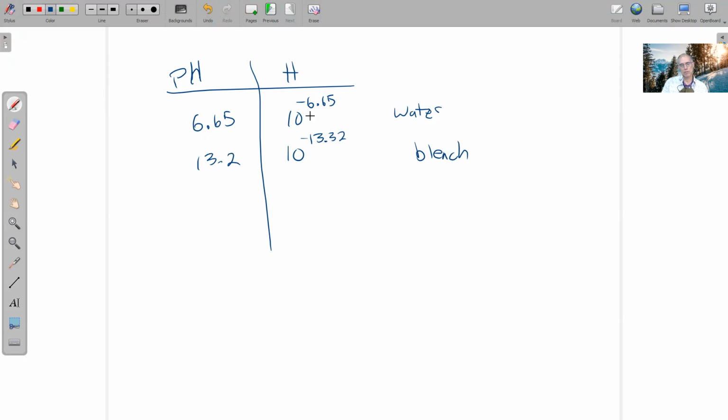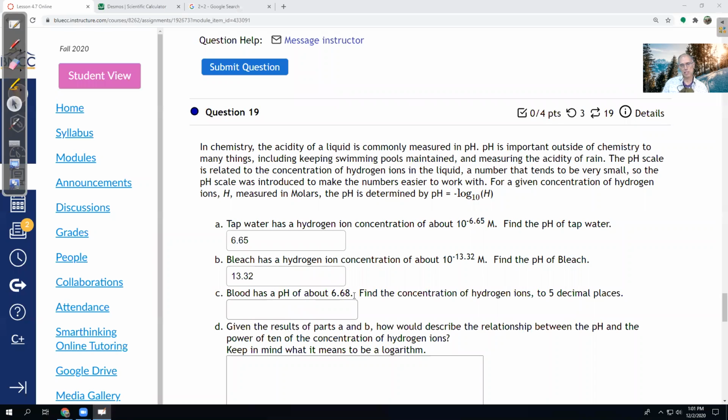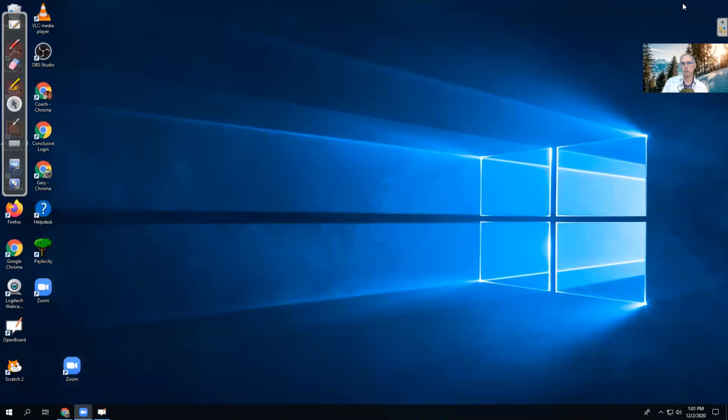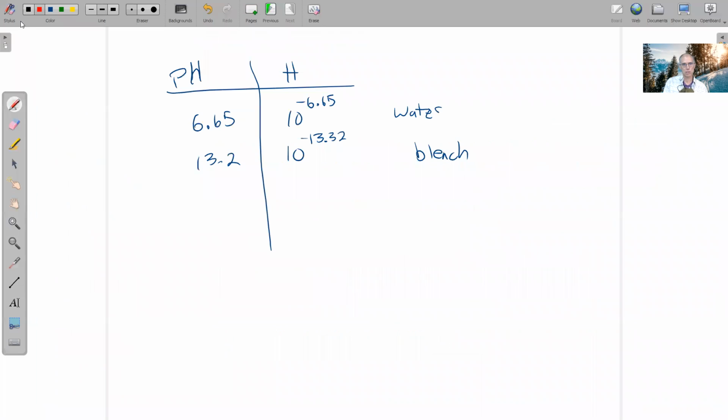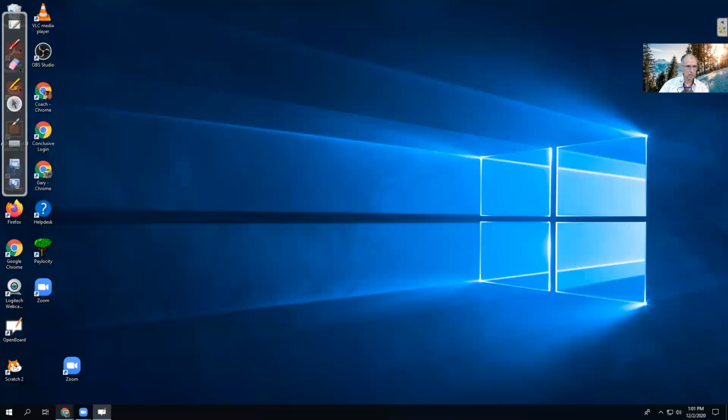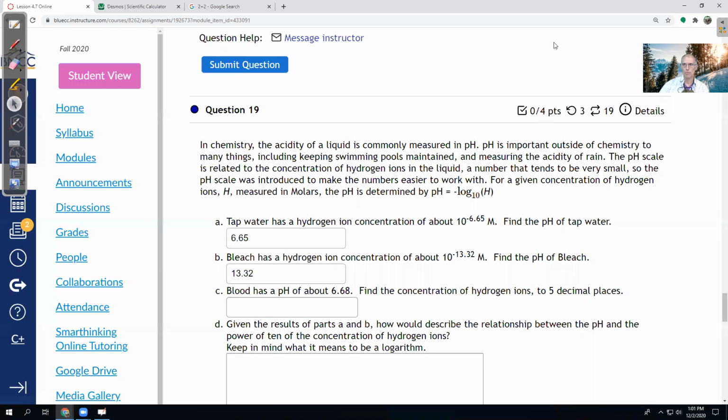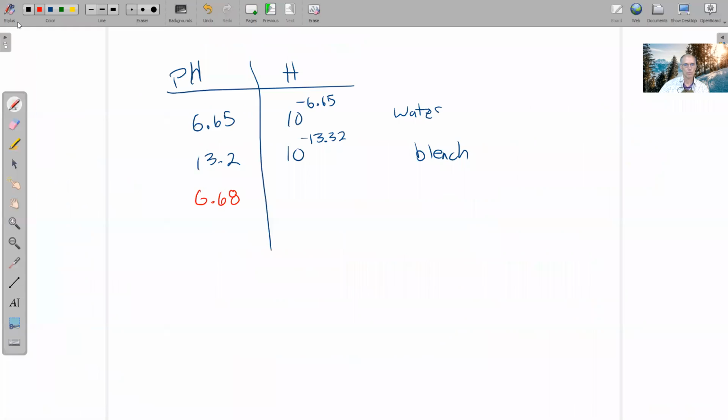In the next problem, we're given it kind of the reverse. We're given the pH first. So we're told that blood has a pH of about 6.68, which is pretty similar to tap water. So 6.68. Then if I look at these the way they're related, the hydrogen ion concentration should be 10 to the power negative 6.68.